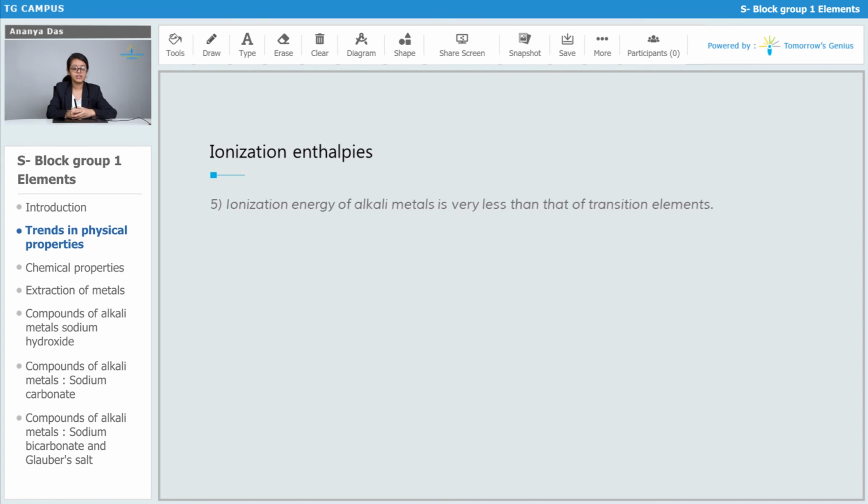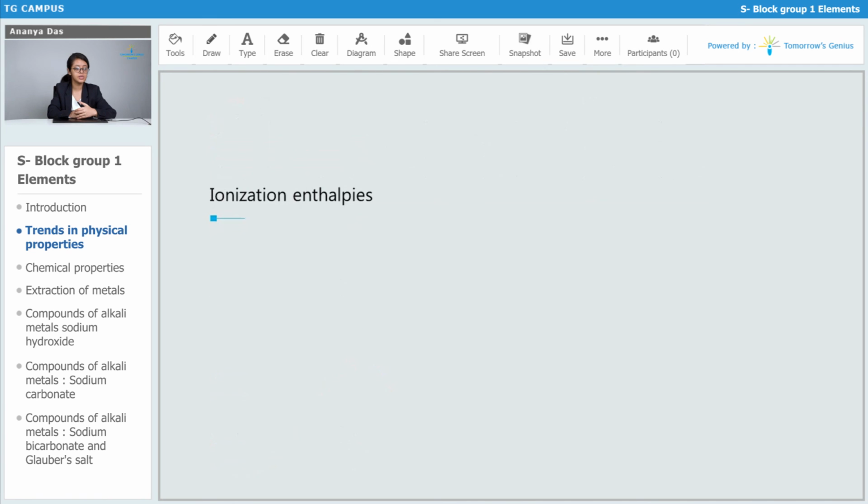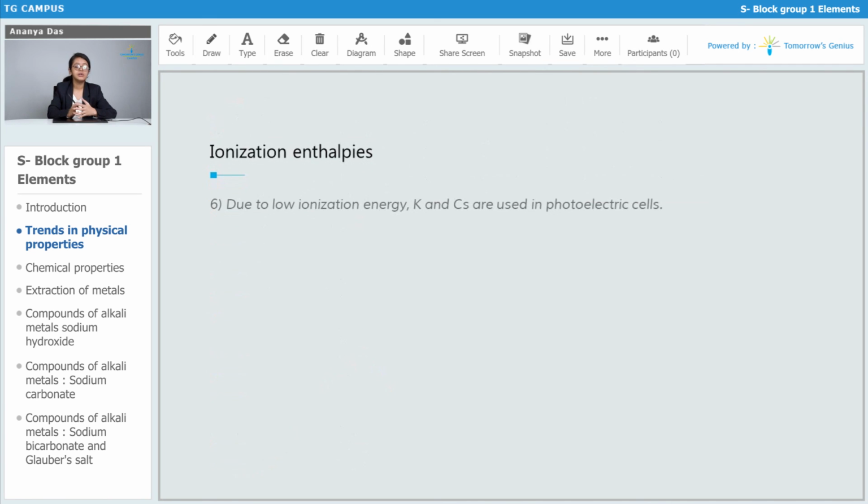Ionization energy of alkali metals is very much less than that of transition metals, and due to low ionization enthalpy, potassium as well as cesium are used to make photoelectric cells.